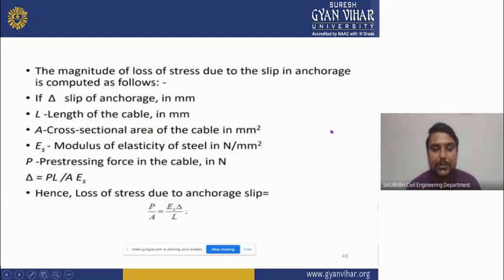P will be the pre-stressing force in the cable, with the unit of P being Newton here, and we can write the elongation delta as PL upon AEs. Hence, loss in pre-stress due to anchorage slip will be equal to P upon A, equal to Es delta upon L.